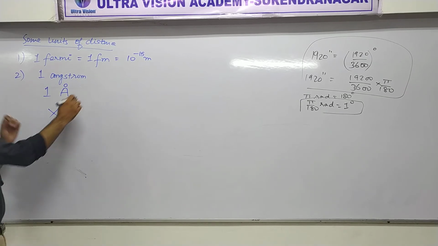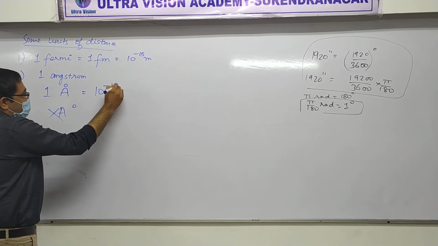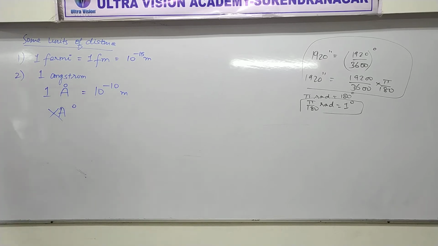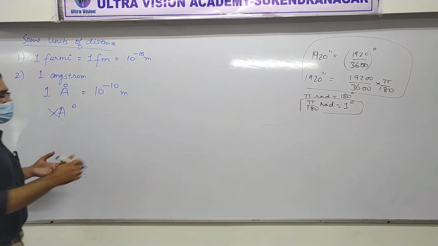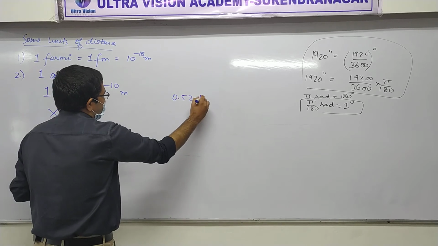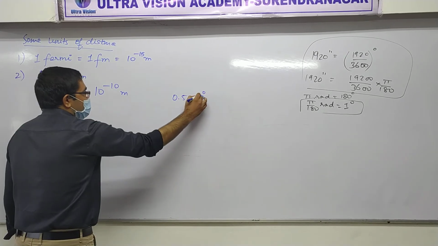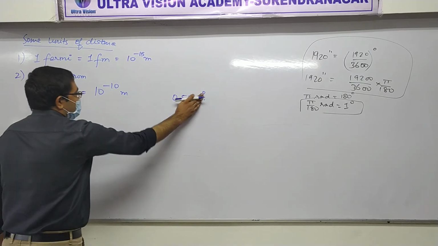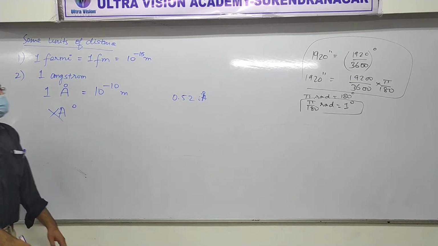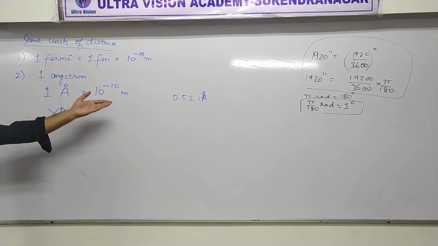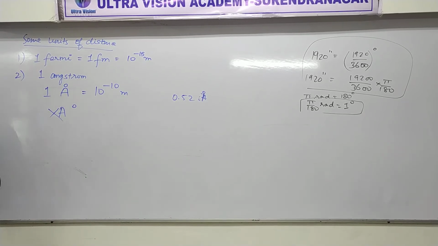And how much is 1 angstrom? It is 10 raised to minus 10 meter. Right? Size of atoms is about half angstrom. For example, hydrogen atom. Hydrogen atom size is roughly 0.52 angstrom. Okay? Right? Not on the side again. Clear? That's the size of a hydrogen atom. So angstrom is a useful unit when you are talking about atoms.